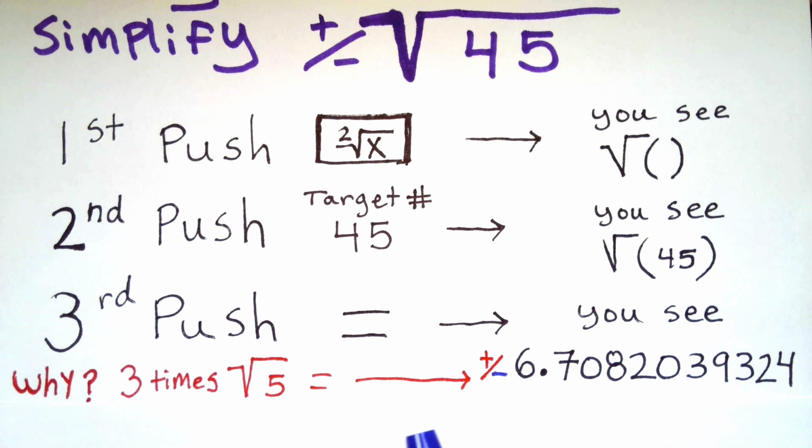So stick around. In the Part 7 video, I'm going to go over another example showing you how to do it manually and how to use your calculator in order to simplify these radical values.